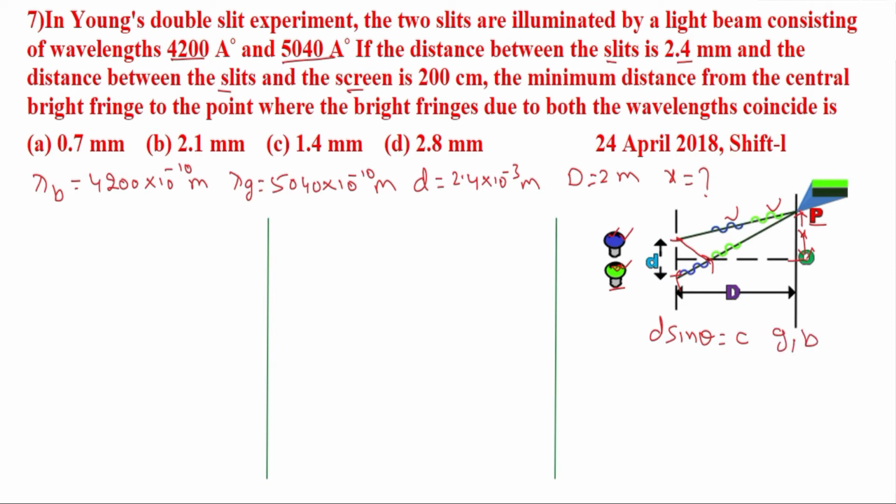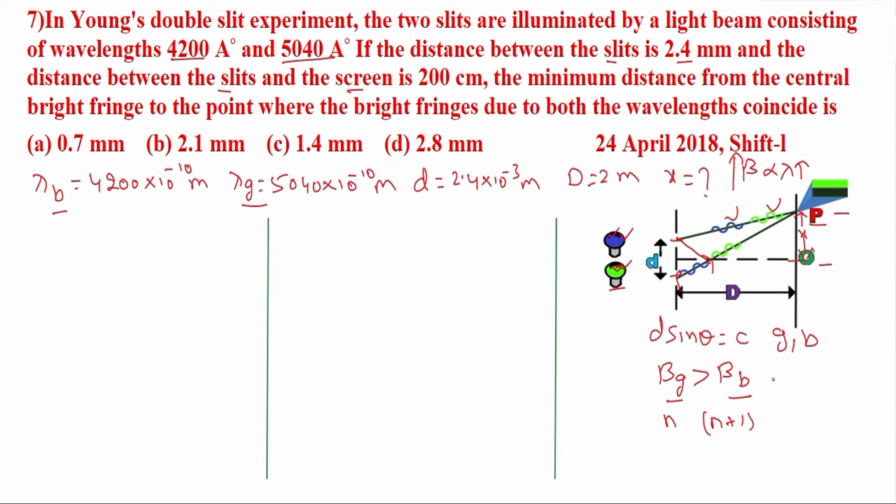The next point is, we know that the fringe width is directly proportional to lambda. That is, more is the value of lambda, more is the value of fringe width. If you see, green has more wavelength compared to blue. That is, the fringe width of green will be greater than the fringe width of blue. Okay, now since the fringe width of green is greater than blue, from point O to P, if n bright fringes are formed in the case of green, then n plus 1 bright fringes will be formed in the case of blue.